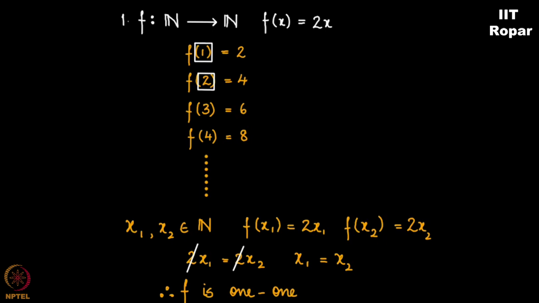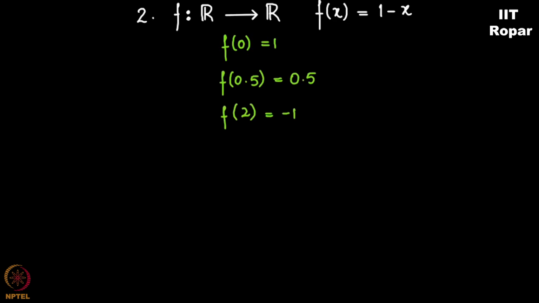The next example. Consider f from real numbers to real numbers defined as f of x is equal to 1 minus x. f of 0 is 1, f of 0.5 is 0.5, f of 2 is minus 1, f of 1 is 0 and so on. How do we prove this is a 1-1 function?